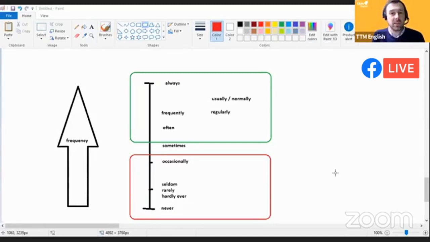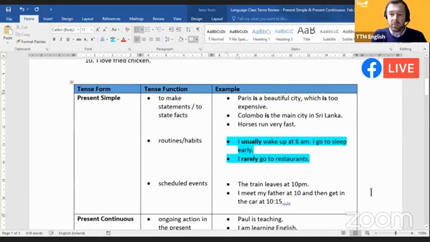You can use it in multiple places, but I wouldn't put always at the end. I go to work on the bus always. Doesn't work. I go to work on the bus usually. That will work for me. Okay, but we've got to be careful with these adverbs of frequency. We can do a bit more on that later.